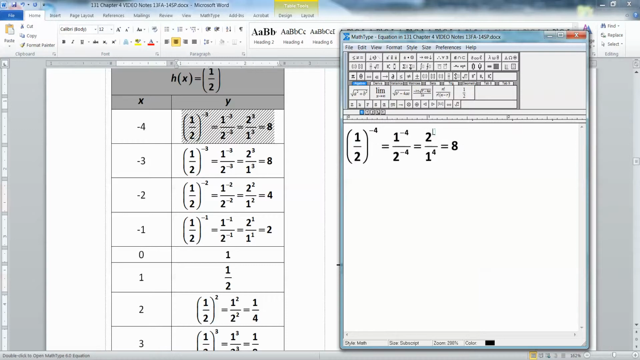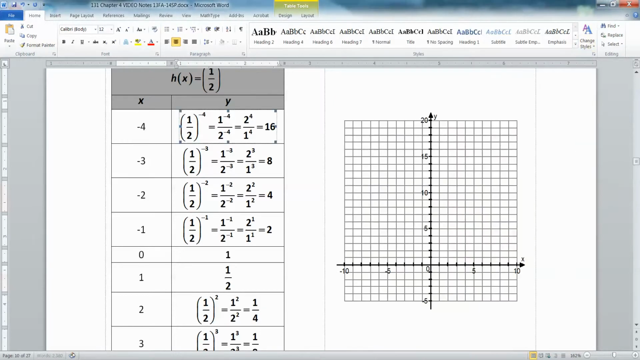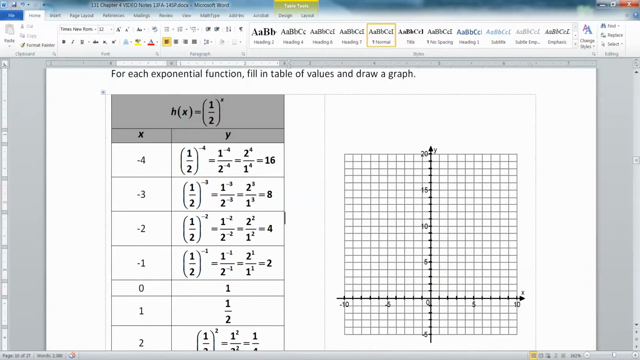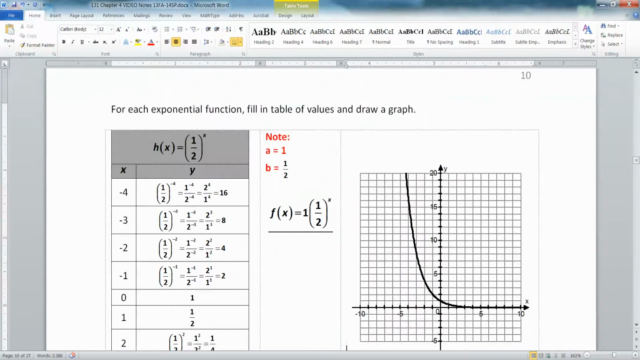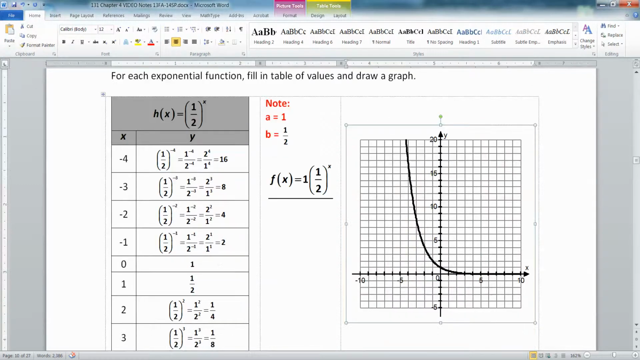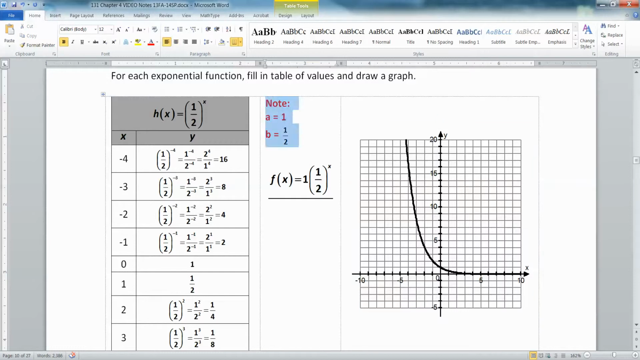Oops, 2 to the 4, there we go, which is 16. All right, so now we have to graph all of that. There's the graph. So you can see there's 0, 1, there's negative 1, 2, and so on. And I just put a note in here that A is 1 and B is a half, right? I can't make it red because of the program I'm typing in, but you get the general idea, right? So it's 1 times a half to the x.